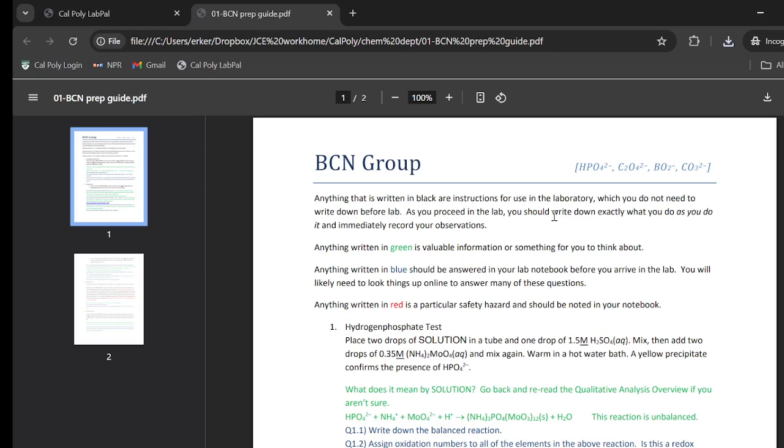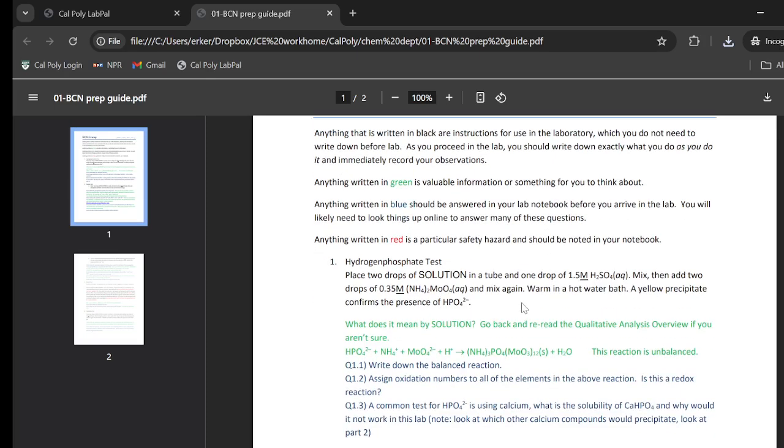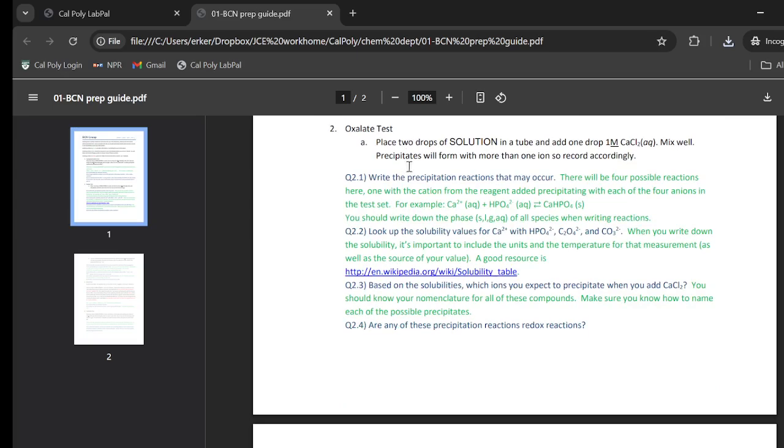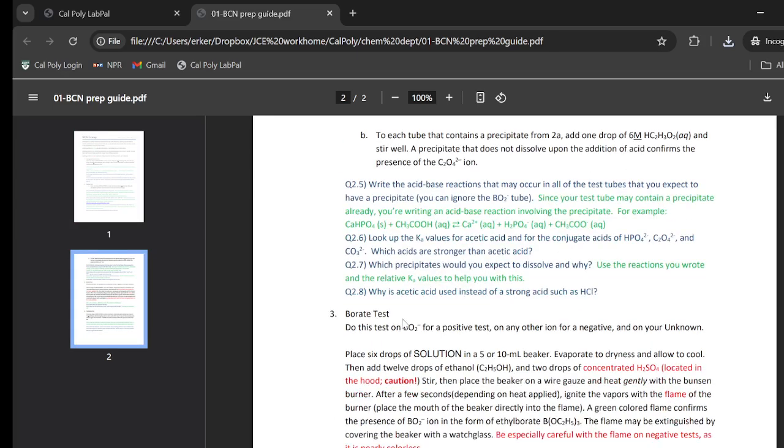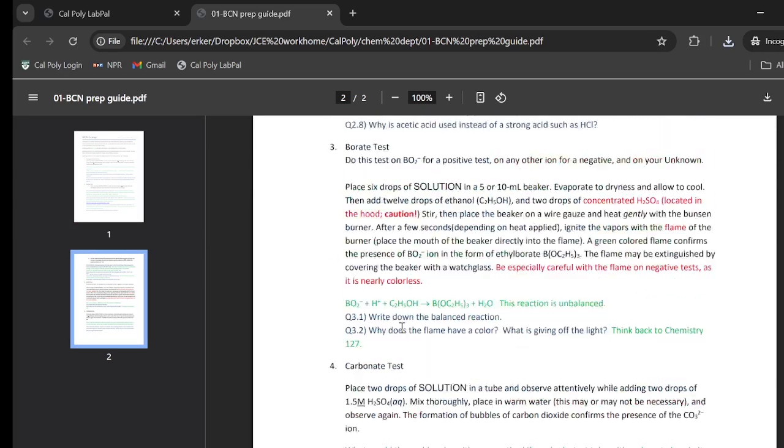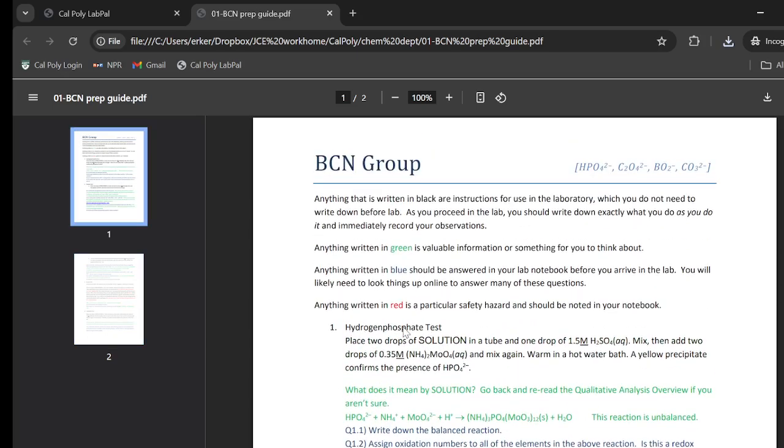Again, color-coded. Anything written in black is instructions. Anything written in green is valuable information. Blue are questions you should answer in your notebook. And then red is safety hazards. That should be written at the top of your notebook each week. So we'll have 1, 2, 3, 4, 5 tests that we're going to do, 5 chemical reactions.